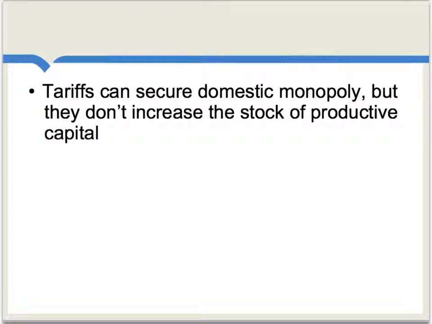Smith starts with a general point in defense of free trade: that tariffs are unlikely to increase the prosperity of a nation. He refers back to his earlier argument that wealth comes from the stock of productive capital. What a tariff can do is secure a domestic monopoly for one domestic firm, but the tariff itself does not augment that stock of productive capital.